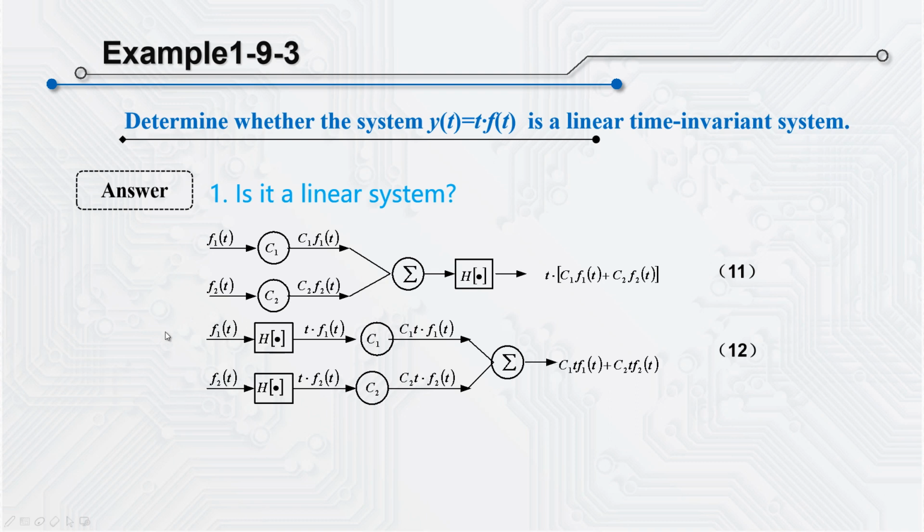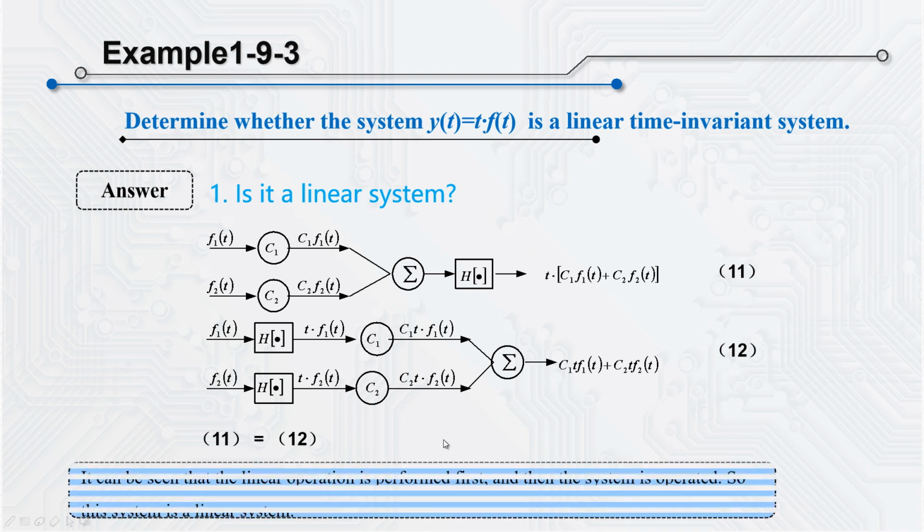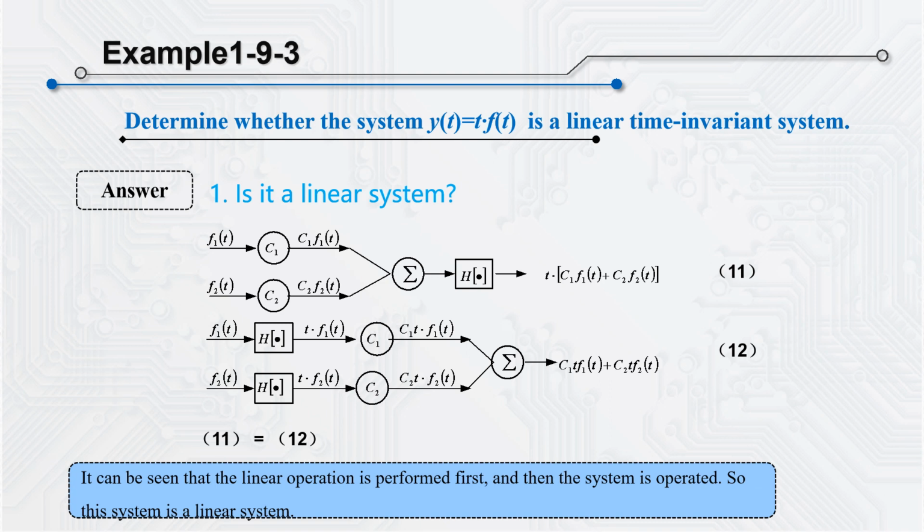And we first put signal f1(t) and signal f2(t) into the system H, respectively. Then perform the corresponding linear operation to get the output expression 12. It can be found that expression 11 is equal to expression 12. That is to say, the system satisfies the condition that linear operation first and then entering the system is equal to entering the system first and then linear operation. So the given system is a linear system.